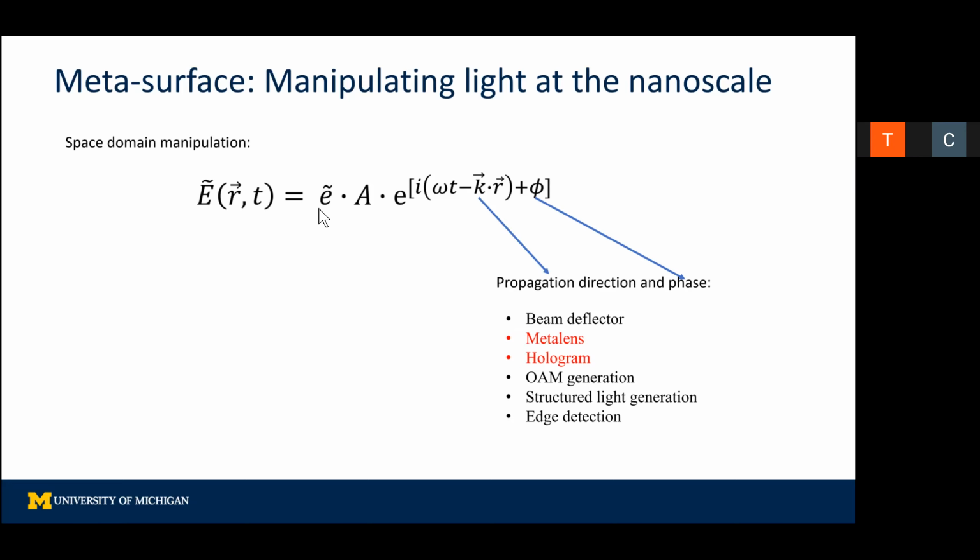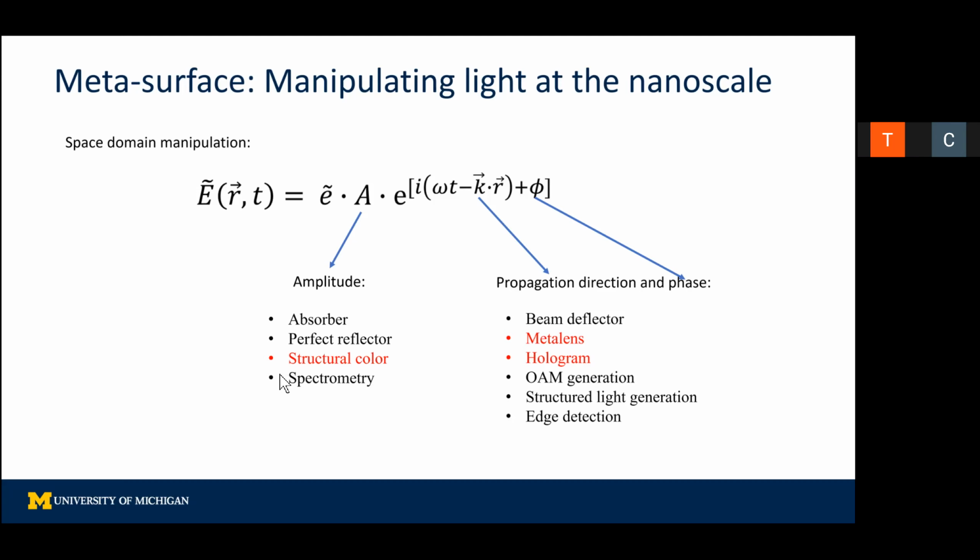If you write the mathematical expression in this way, you'll see that there are actually some other terms we can modulate. For example, we can modulate this A, which corresponds to the amplitude. What we can do is make a surface that can either totally absorb the incident light or totally reflect the incident light.